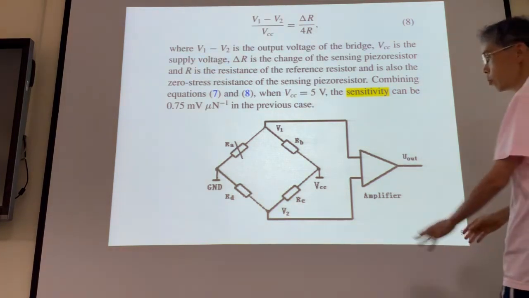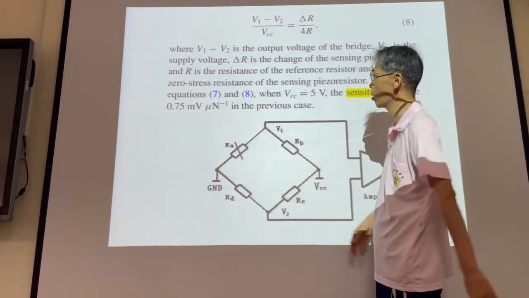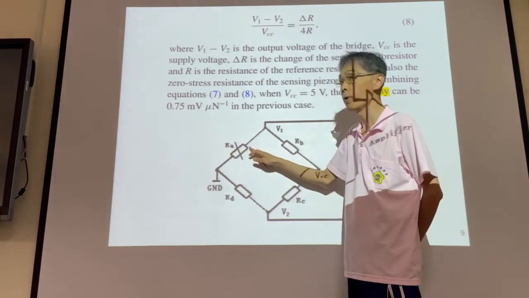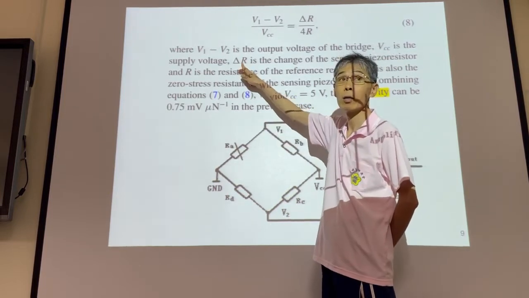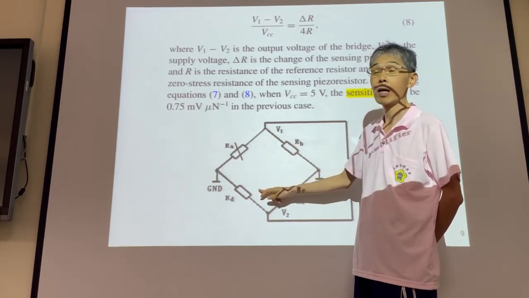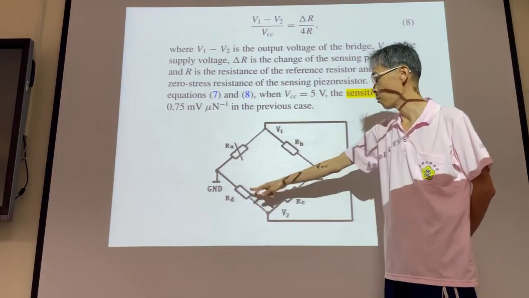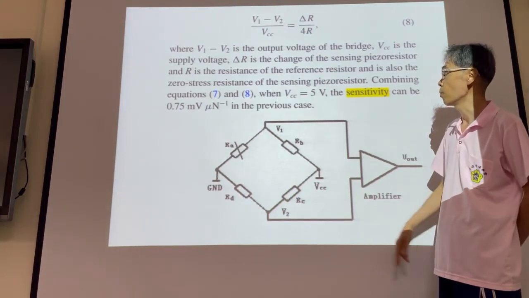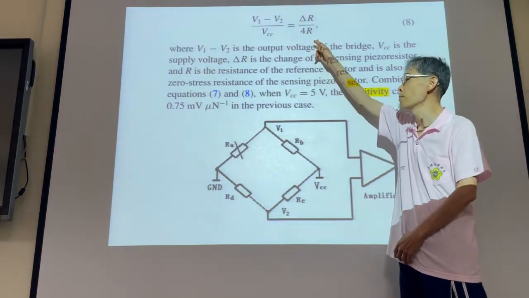Okay, so in this Wheatstone bridge, originally RA, RB, RC, RD are all a value R. And this is the main resistor, its value is R plus delta R. So RA is R plus delta R, and RB, RC, RD are R. And this is V1, and this is V2. Ground here, VCC here. So you can derive this one. Get an A4 paper, please, then derive this one by yourself.